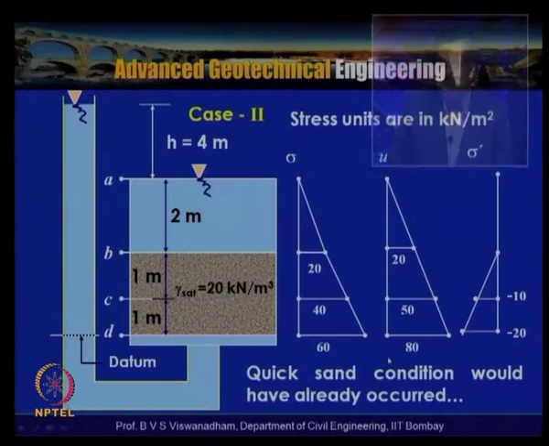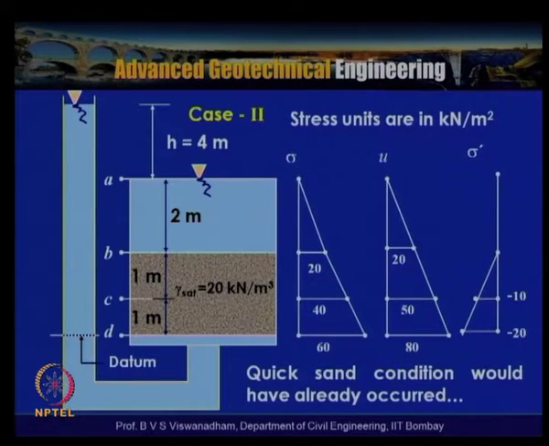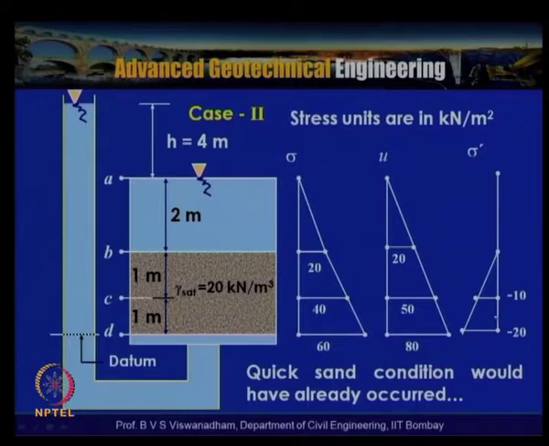When you plot the diagram based on the available head, the total stress is the same, but because of the change in head conditions, since it is 4 meters, the pore pressure gives 20, 50 and 80 kilopascals, or kilonewton per meter square. When you take sigma minus u, all the pressures are negative. That means the quicksand condition would have already occurred, because the head is so high.